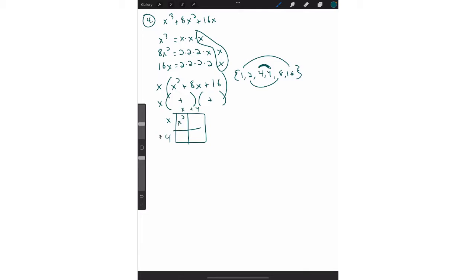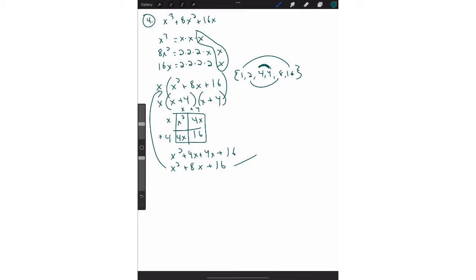X times x is x squared. I get 4x here, 16. Looks like all this is going to work if I write it out. All right, so I get x squared plus 8x plus 16. Is that the same as what I started with up there? The answer is yes. So I'm going to go ahead and write x plus 4 and x plus 4.